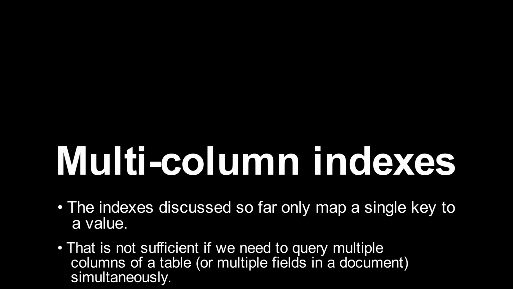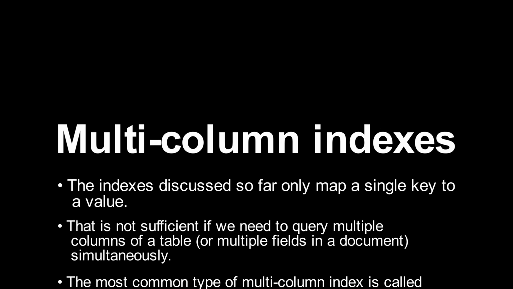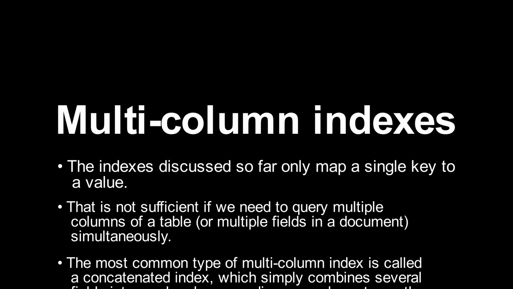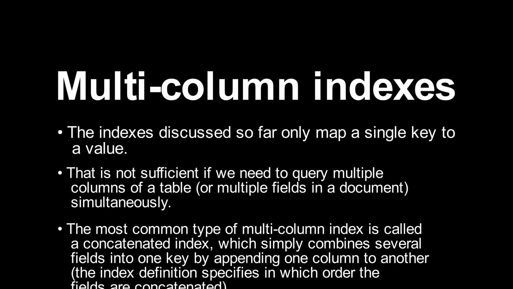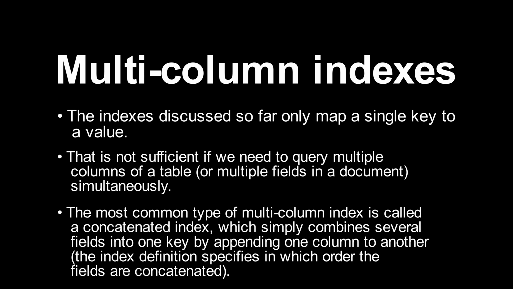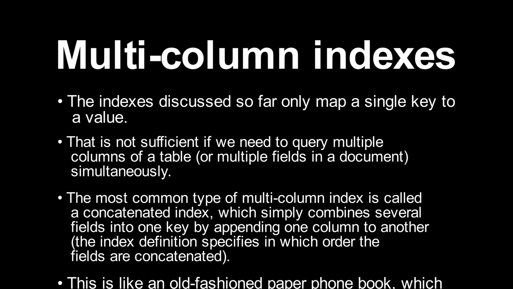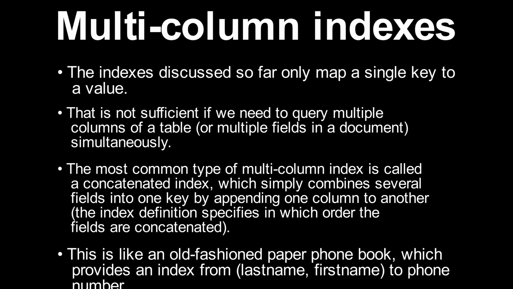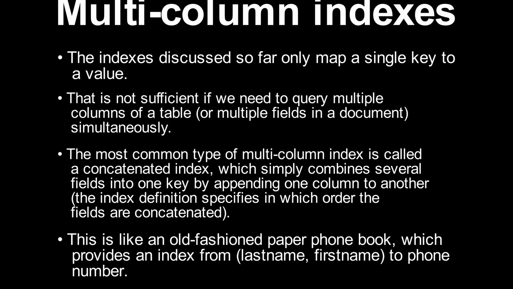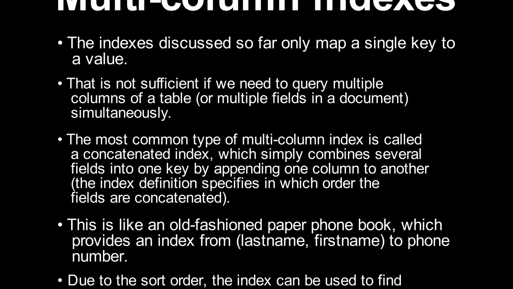The indexes discussed so far only map a single key to a value. That is not sufficient if we need to query multiple columns of a table or multiple fields in a document simultaneously. The most common type of multi-column index is called a concatenated index, which simply combines several fields into one key by appending one column to another. The index definition specifies in which order the fields are concatenated.